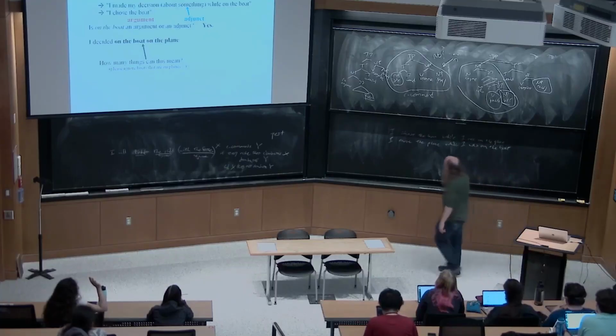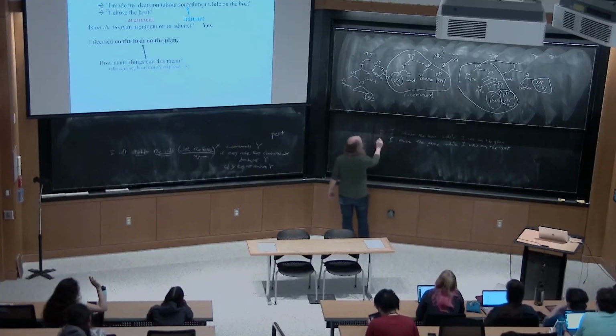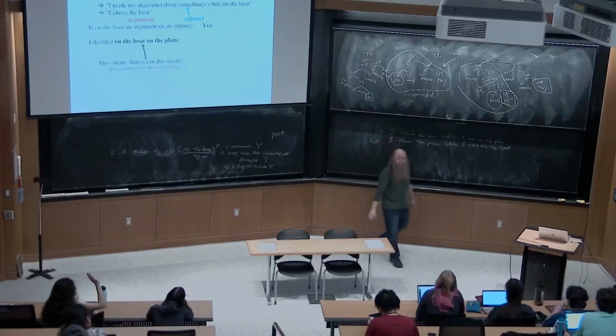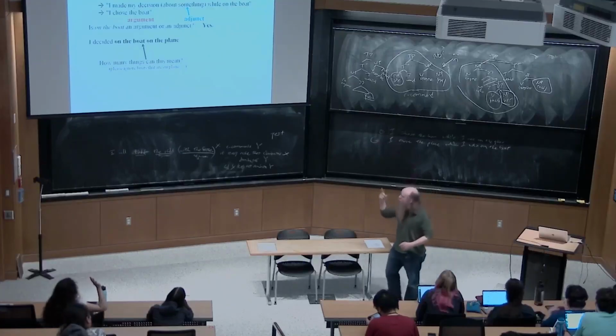So those are the two readings. Call them reading 1 and reading 2. Or we could call them the choose the boat reading and the choose the plane reading. And now we're trying to figure out which of those things this can mean.